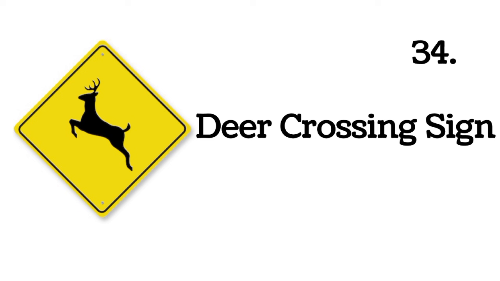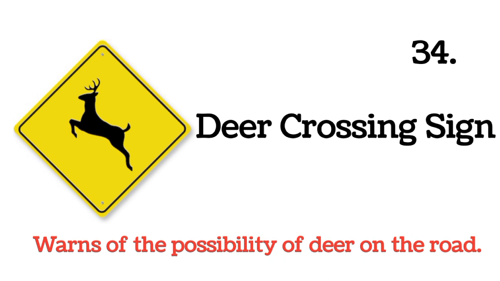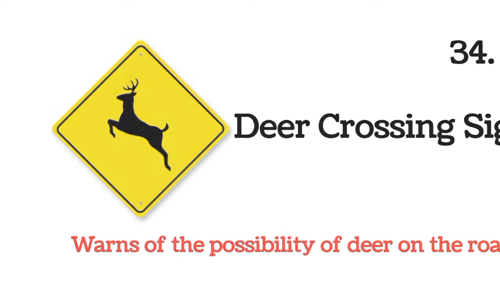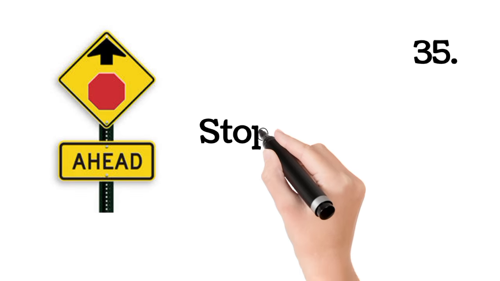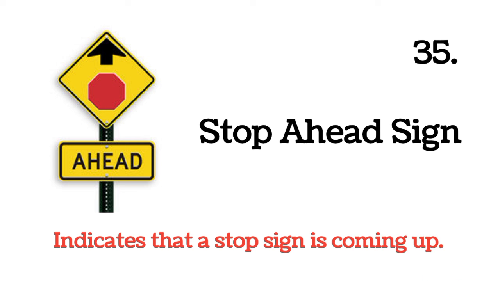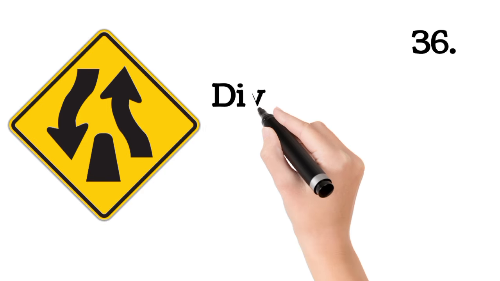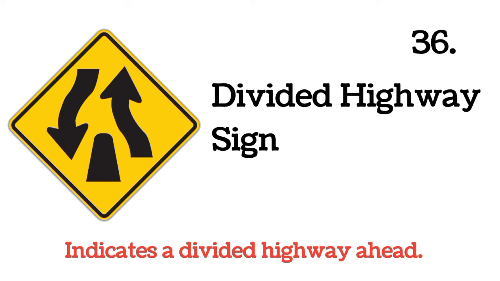Deer crossing sign. Warns of the possibility of deer on the road. Stop ahead sign. Indicates that a stop sign is coming up. Divided highway sign. Indicates a divided highway ahead.